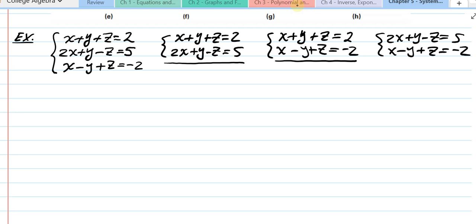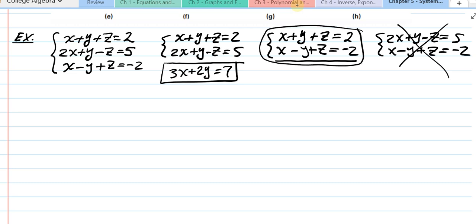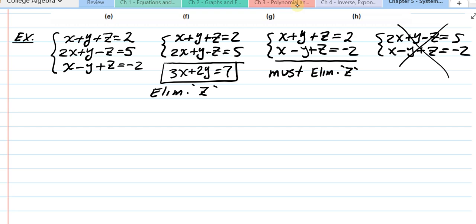So I'm going to forego this one. Don't worry about that one. In the first system, just add them together. I get 3x plus 2y equals 7. You see that? Now, in the second system, remember in the first one I eliminated z. In this one, I must eliminate z. It's not like, oh, the y's are easier, so let's eliminate y. Well, I have to eliminate z, the same variable.